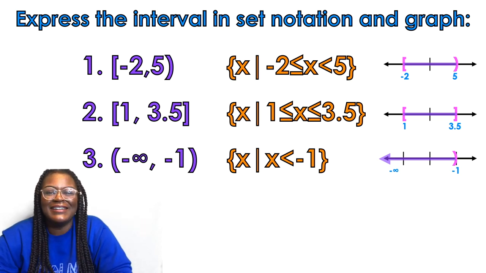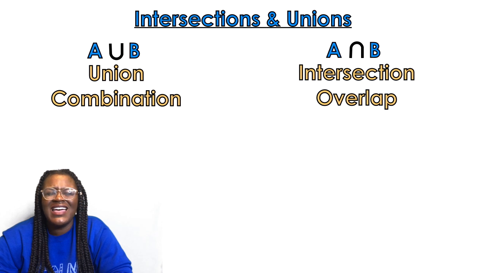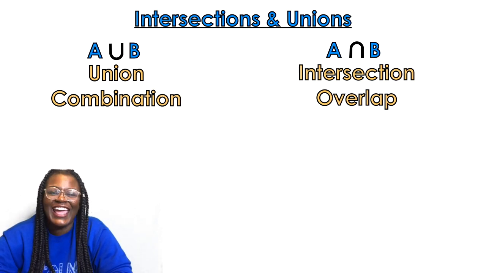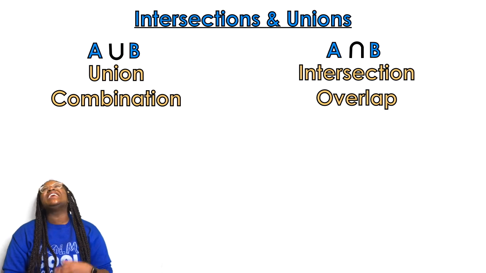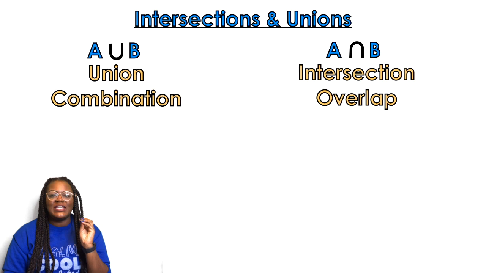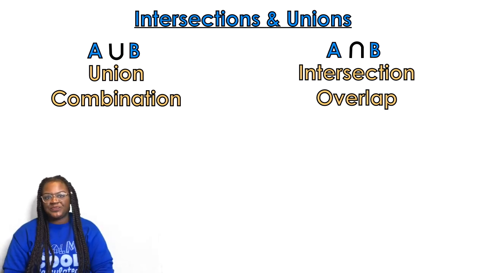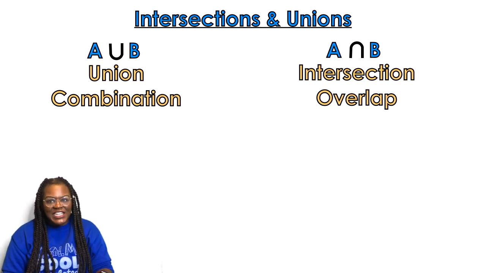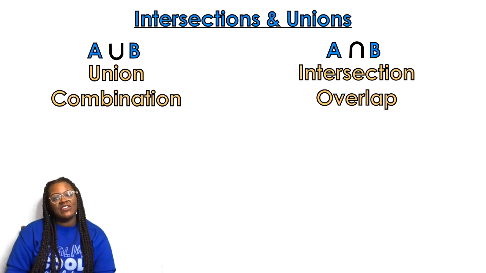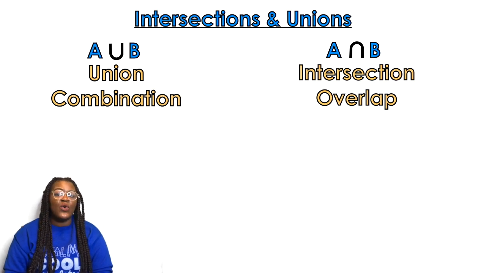I hope not. Okay, so we're gonna do intersections and unions. Okay, sorry. So we have to learn some new notation. The new notation that we are learning is called unions. So the U stands for unions. Intersections is an upside down U. Okay, so a union is when you have a combination of things. An intersection is when you have an overlap of things.